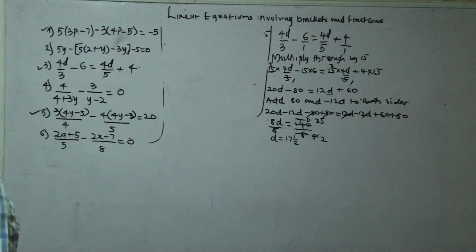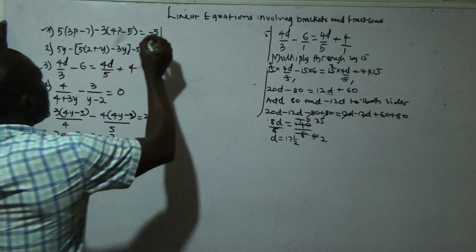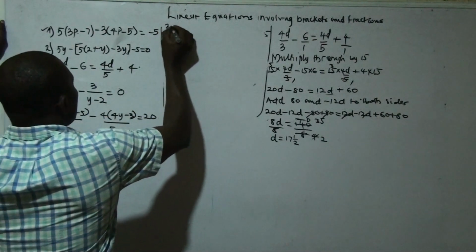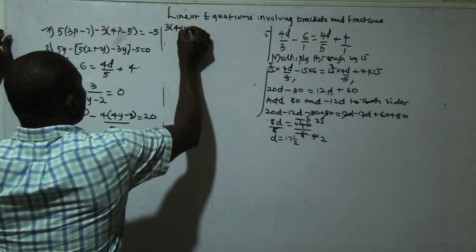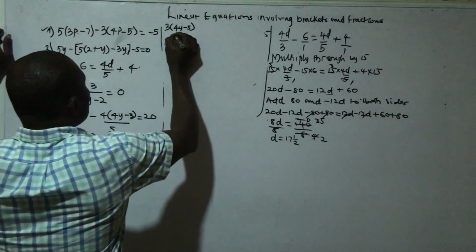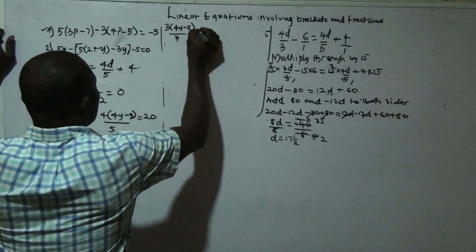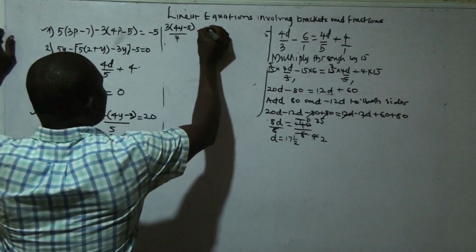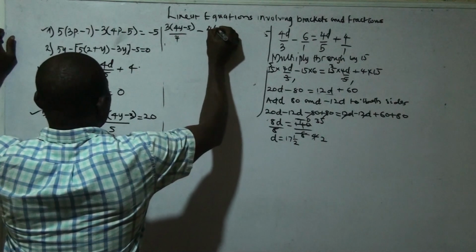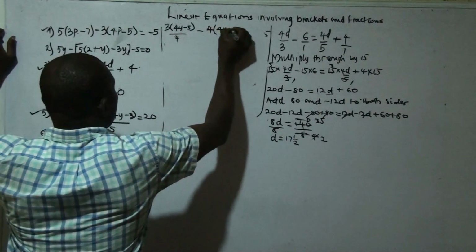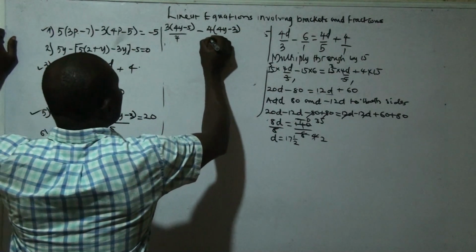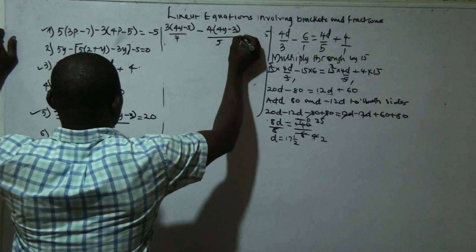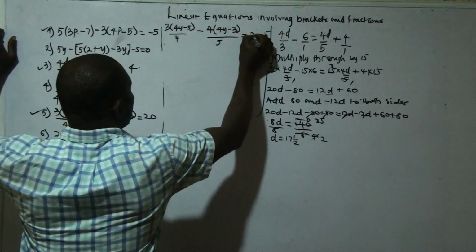Okay, number 5 here. The question is 3 open bracket 4y minus 5 divided by 4, minus 4 open bracket 4y minus 3 divided by 5 is equals 20.